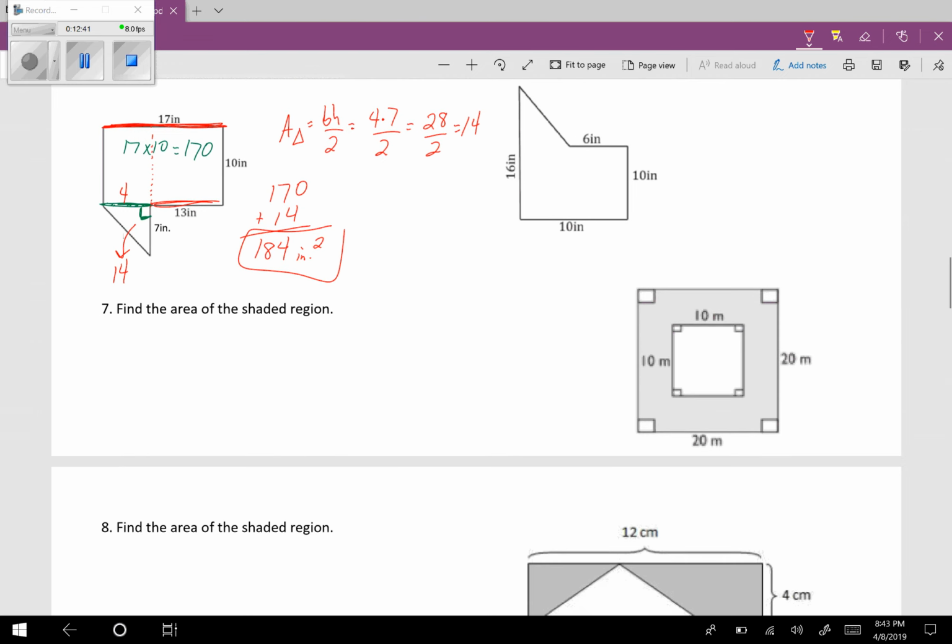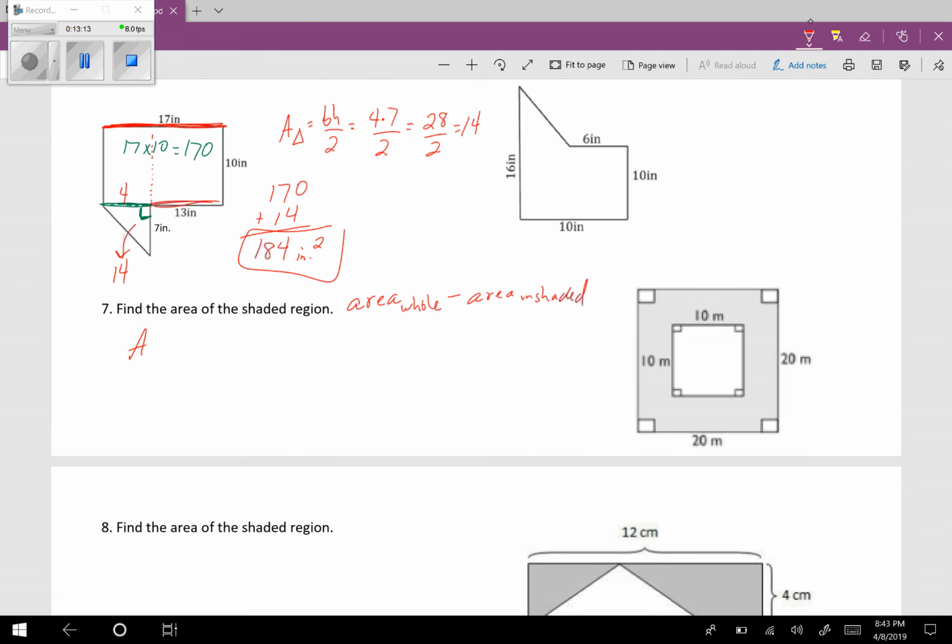All right, number 7, find the area of the shaded region. Okay, it's going to be the area of the whole thing. And then you take away the area of the unshaded part. So you got to find the area of the bigger, it'll be a square, and take out the area of the smaller square. Now I know they're squares because both of the sides right here are the same. So that means all 4 sides are the same.